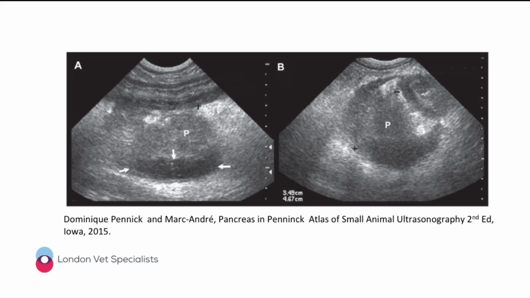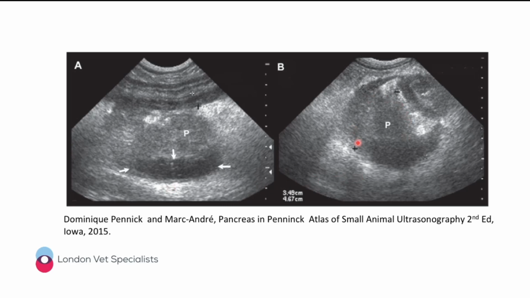So these are again images taken from Dominique Pennick's ultrasound textbook. And what we can see in A is an image taken from a 6-year-old Cocker Spaniel. And there's an ovoid, discrete, hypoechoic structure that's associated with the pancreas. We've got the duodenum somewhere here, and we've got an associated peritonitis. So the peripancreatic fat is very thick and very hyperechoic.